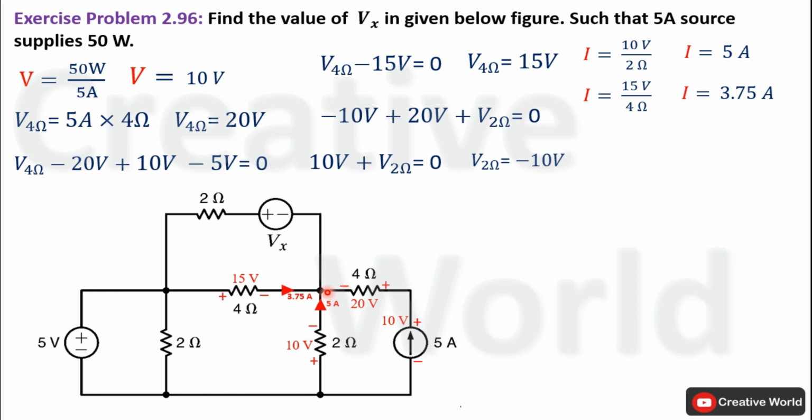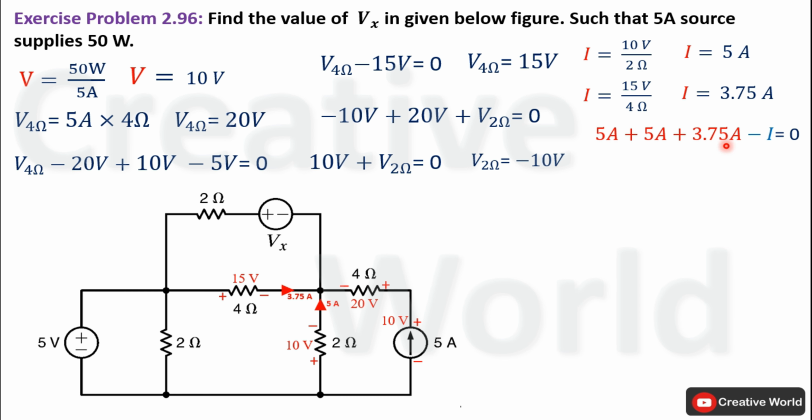Now we can apply Kirchoff's current law on this node to calculate current through this branch. That will be equal to 5 ampere plus 5 ampere plus 3.75 ampere minus I is equal to 0. This I is the current through this branch and all of these currents are taken with positive sign because these 3 currents are entering towards this node. Only one current will leave from this node, that is I.